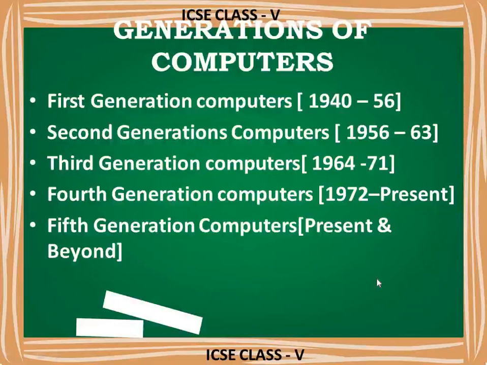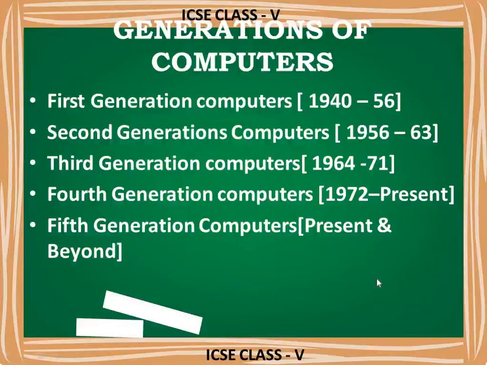What are the disadvantages? It was very slow, it was very expensive, the size of those systems was very large, and it used to consume more power. These are the drawbacks, the disadvantages, of the first generation of computers.